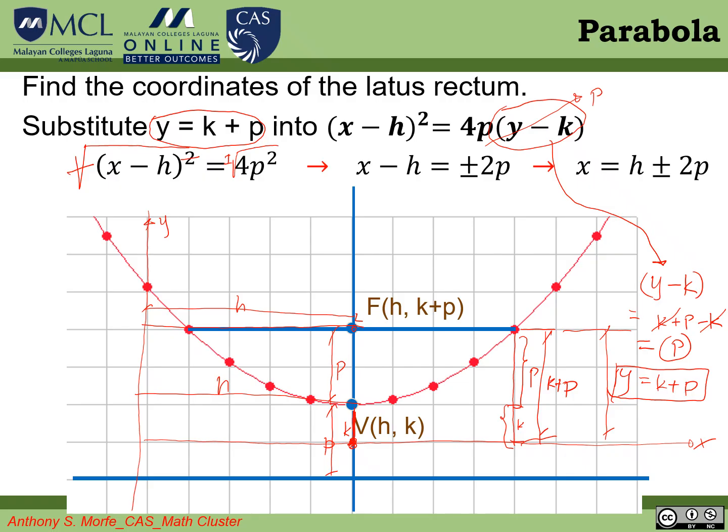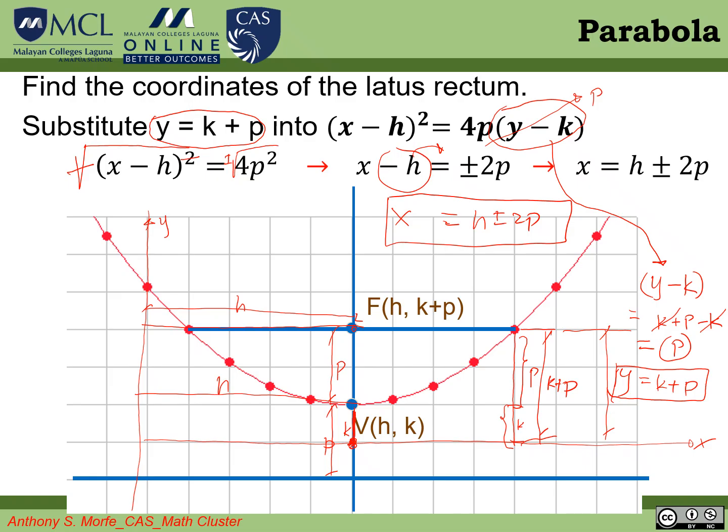That's why we have x minus h on the left side equal to plus and minus the square root of 4, which is 2, and the square root of p squared, which is p. So we have x minus h equal to plus or minus 2p. Solving for x, transpose this to the other side, so we have x equal to h plus or minus 2p. This is the value for x.